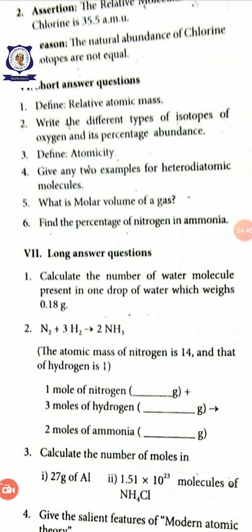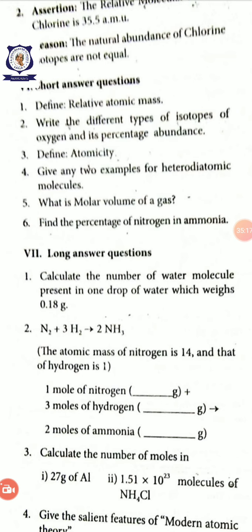How do you calculate number of moles? Number of moles is mass by molar mass. What is the mass as given? 0.18 grams by molar mass of water, 18. So 0.18 by 18, cancel, 0.01 into Avogadro number, 6.023 into 10 power 22, gives 6.023 into 10 power 21 molecules.